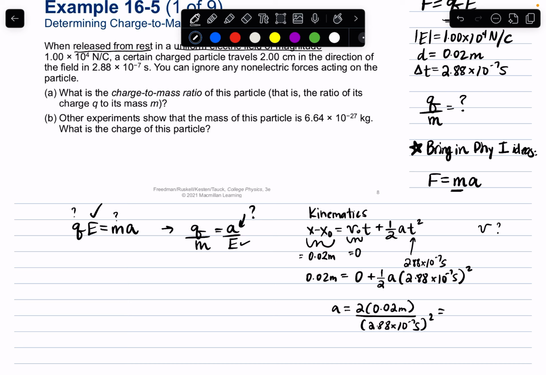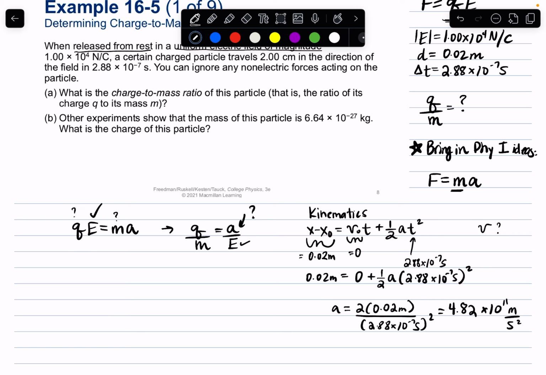And we get about 4.82 times 10 to the 11, and the units of acceleration are meters per second squared. So that's a pretty significant acceleration.